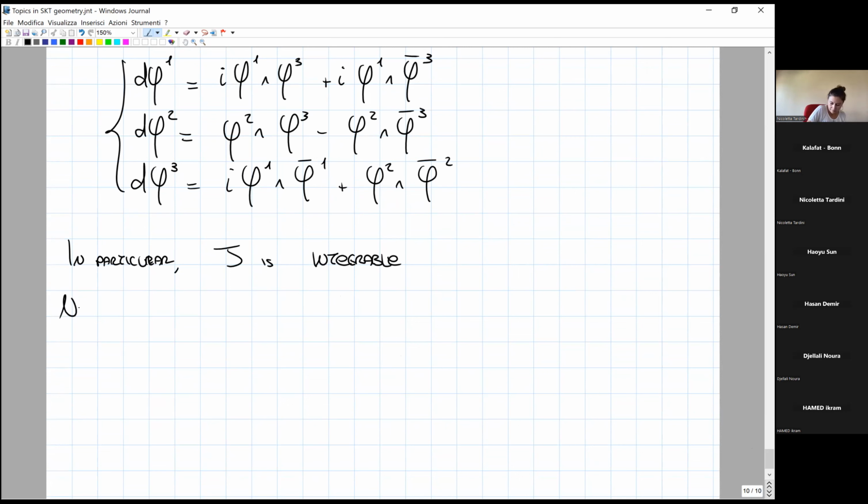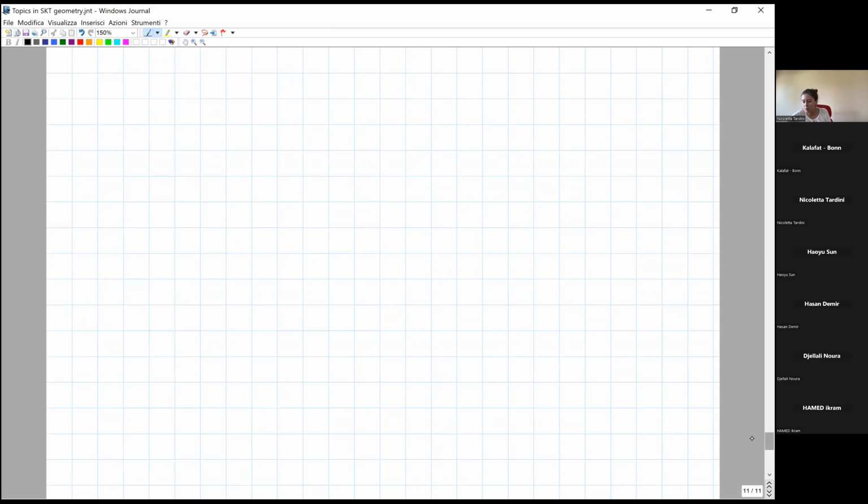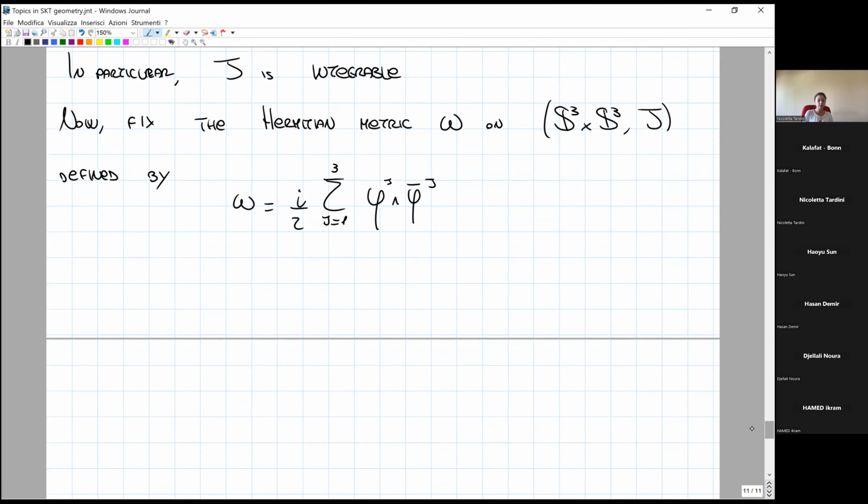Okay, so now fix the Hermitian metric. We have a complex structure, so we fix the Hermitian metric omega on S3 times S3 with complex structure J, and it is defined by i over 2 times the sum of phi j wedge phi bar j. So this is a real positive 1-1 form. It is the standard one that you can construct on this manifold. And I would like to give you this as an exercise.